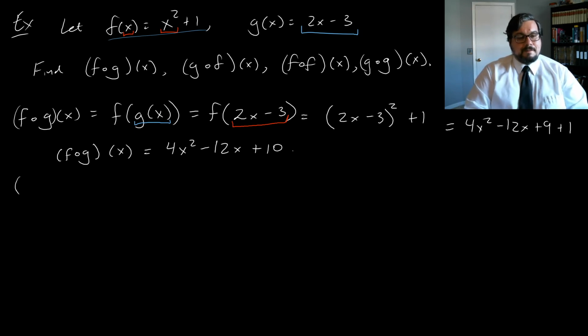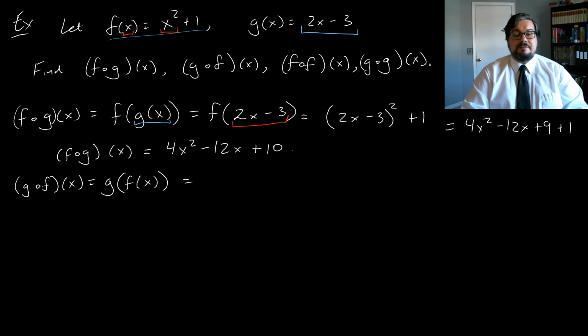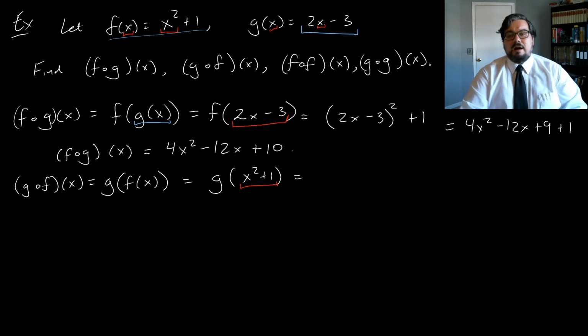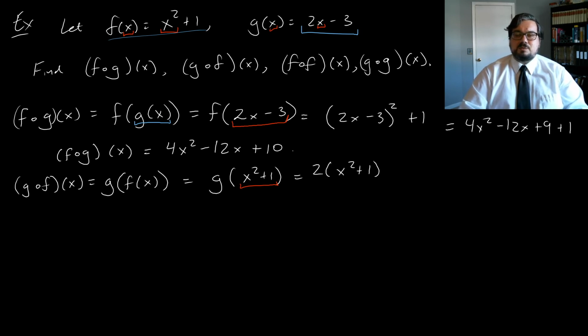Now let's go the other way. Let's look at g composed with f of x, and we're going to use exactly the same strategy. g composed with f of x is the same as g of f of x. Now f of x is x squared plus 1. So now if we plug x squared plus 1 into g, we're going to be replacing the variable x with x squared plus 1. So we get 2 times (x squared plus 1) minus 3, which gives us 2x squared plus 2 minus 3, which will give us 2x squared minus 1.